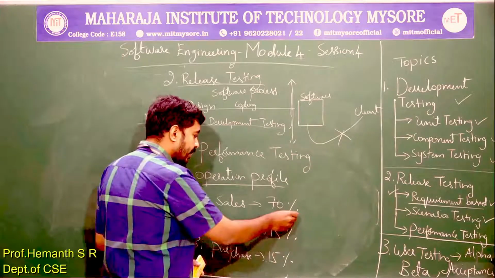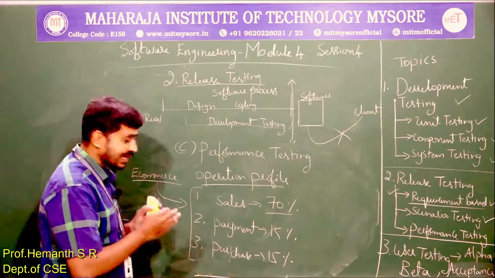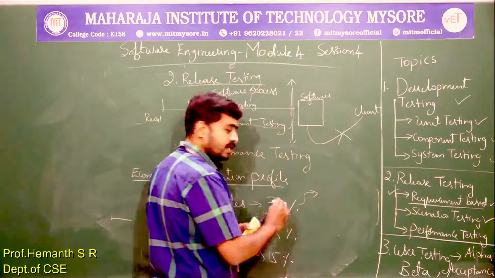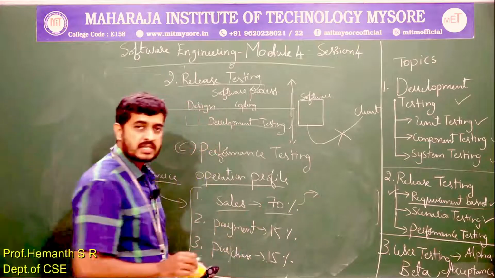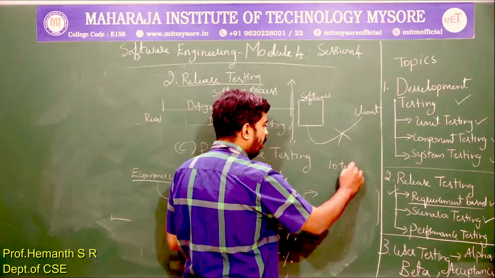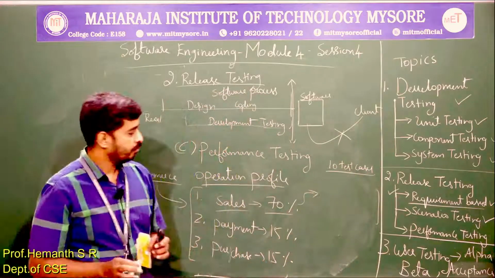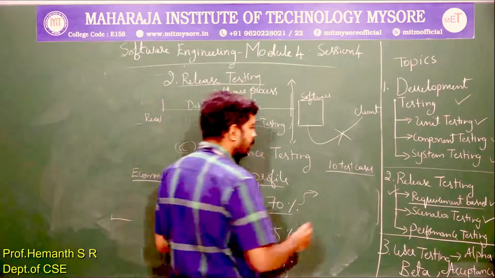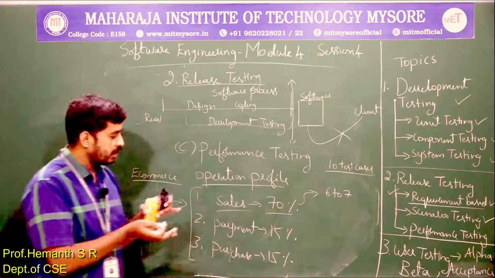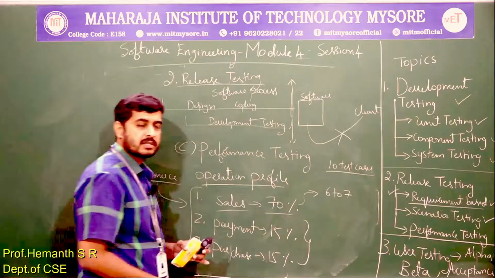Okay, since the major functionality here is sales, let us have the majority of the test cases for sales. For example, there are some 10 test cases that are to be written. Okay, fine. We will have some 6 to 7 test cases exclusively on the sales functionality. Remaining 1 or 2 for the remaining payment and purchase.